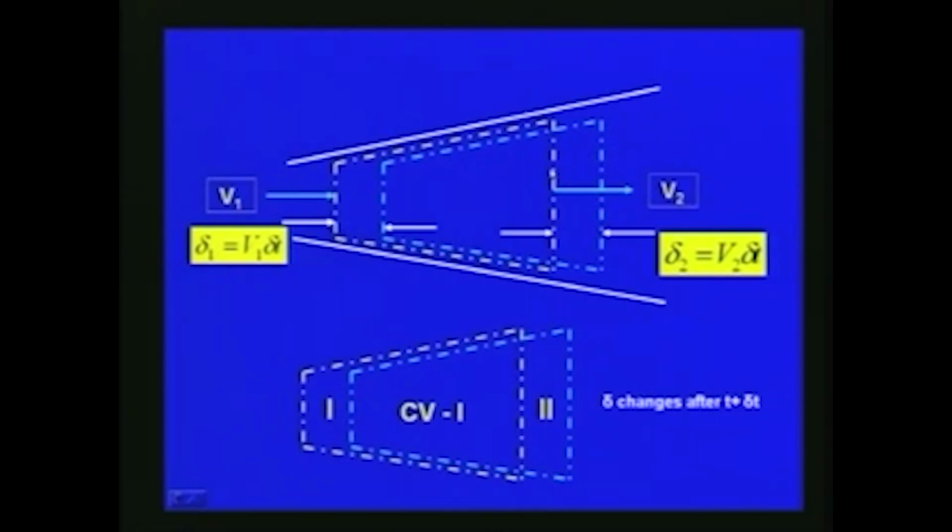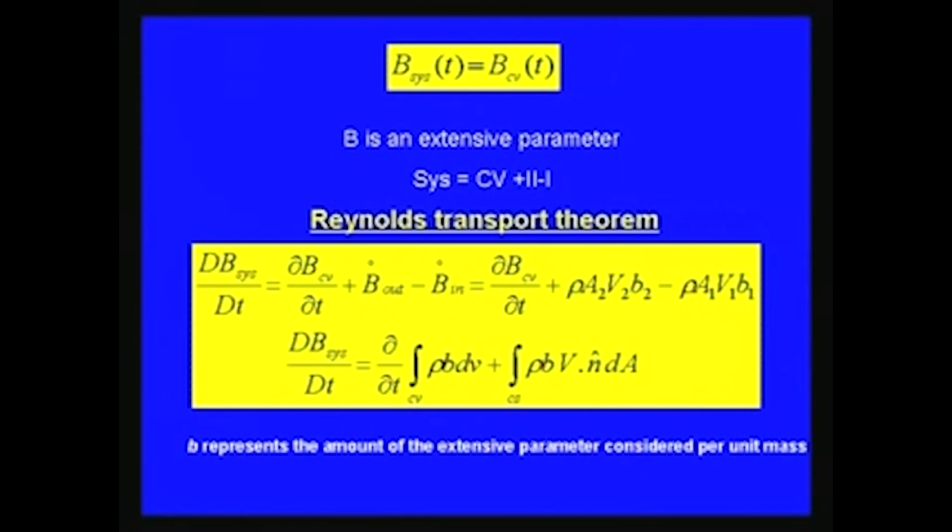If this is the control volume which we are dealing with, the control volume is changing after delta t time, so that after t plus delta t, this is the position. This is the initial position, number 1, and after some time delta t the position is number 2. Finally, we can see that the transfer is taking place between the control volumes, and these are the changes taking place. Now, according to the Reynolds transport theorem, if we consider the system property, B is an extensive parameter which we are dealing with.